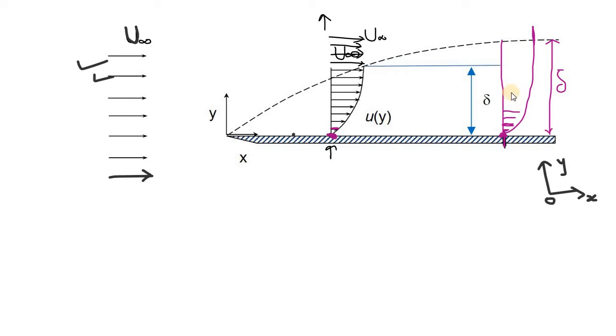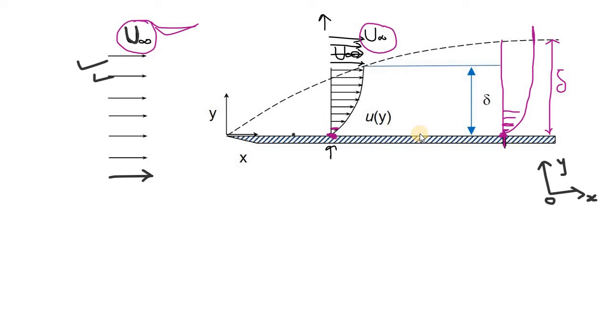So in order to achieve the maximum velocity or the free stream velocity, which is u infinity, the fluid will have to travel more distance in the y direction. When you reach the distance where the fluid velocity is maximum, where it attains the free stream velocity, then we say that we have arrived at that delta.